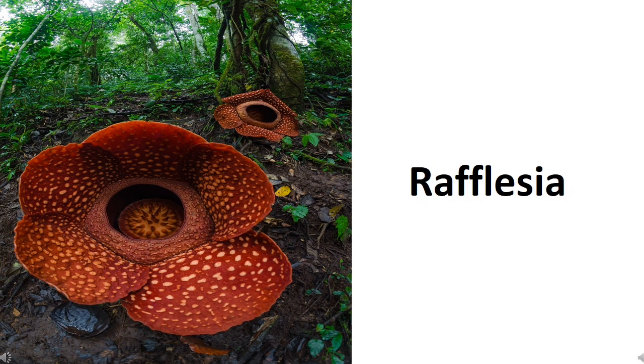Now, I would like to introduce a unique flower named Rafflesia. Children, everyone say with me. You can repeat after me. Rafflesia. What is the name of the flower? Rafflesia. Yes, children. This is a huge speckled 5-petaled flower. Yes, you can see, generally it has 5 petals. And it has a life of 5 to 7 days. Children, it is found in Malaysia and Thailand.